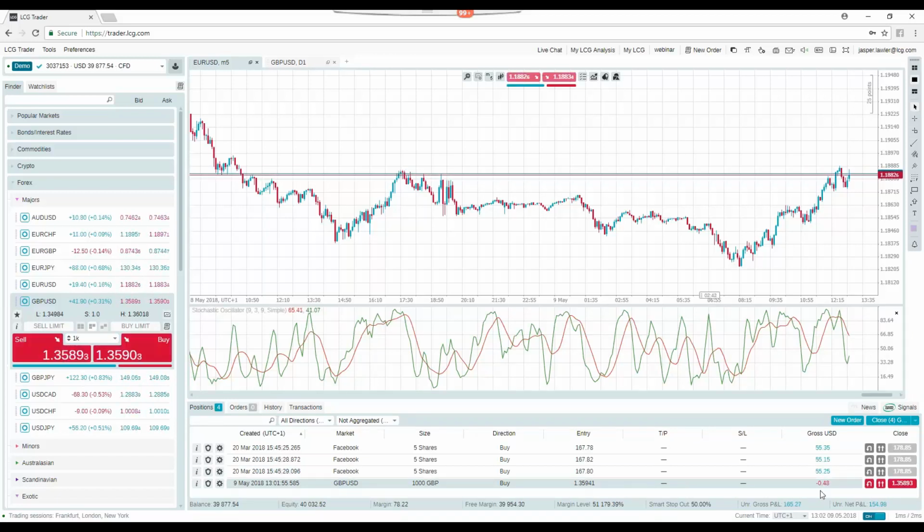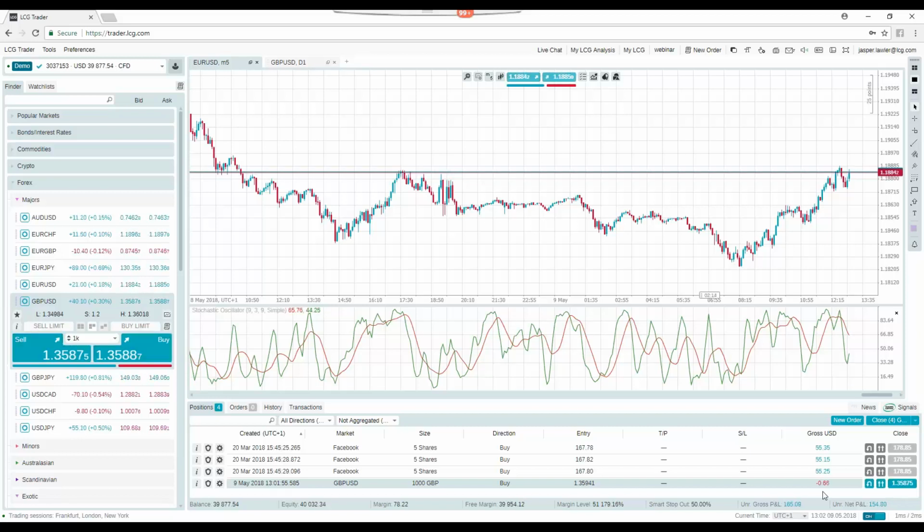Now what you'll see is that I placed a relatively small size trade there for £1,000, so that's basically a micro contract, if you like. And the trade is immediately in the negative. Why is it immediately in the negative? Am I just very unlucky? No, it's just that's the spread. That's how the spread is accounted for right at the start of the trade.